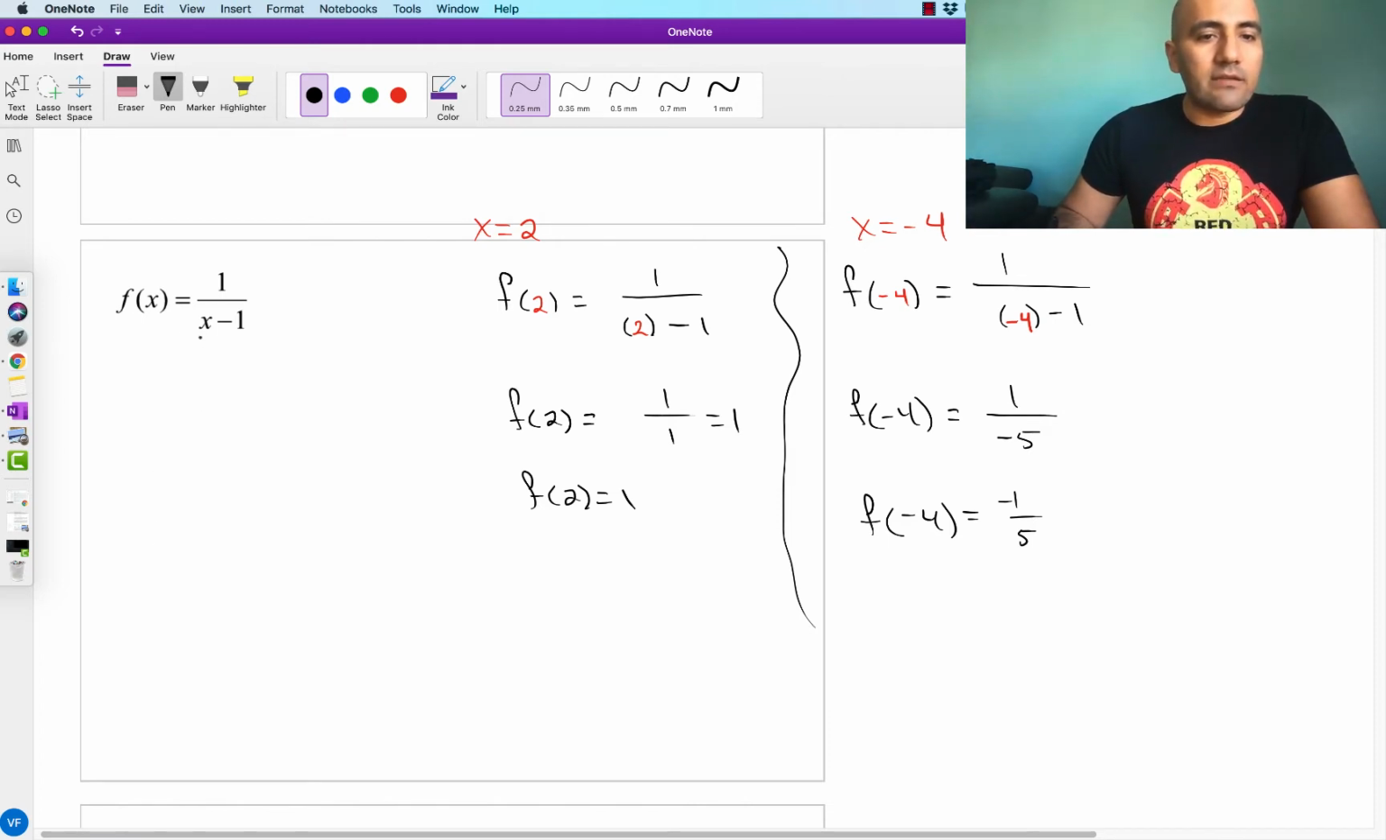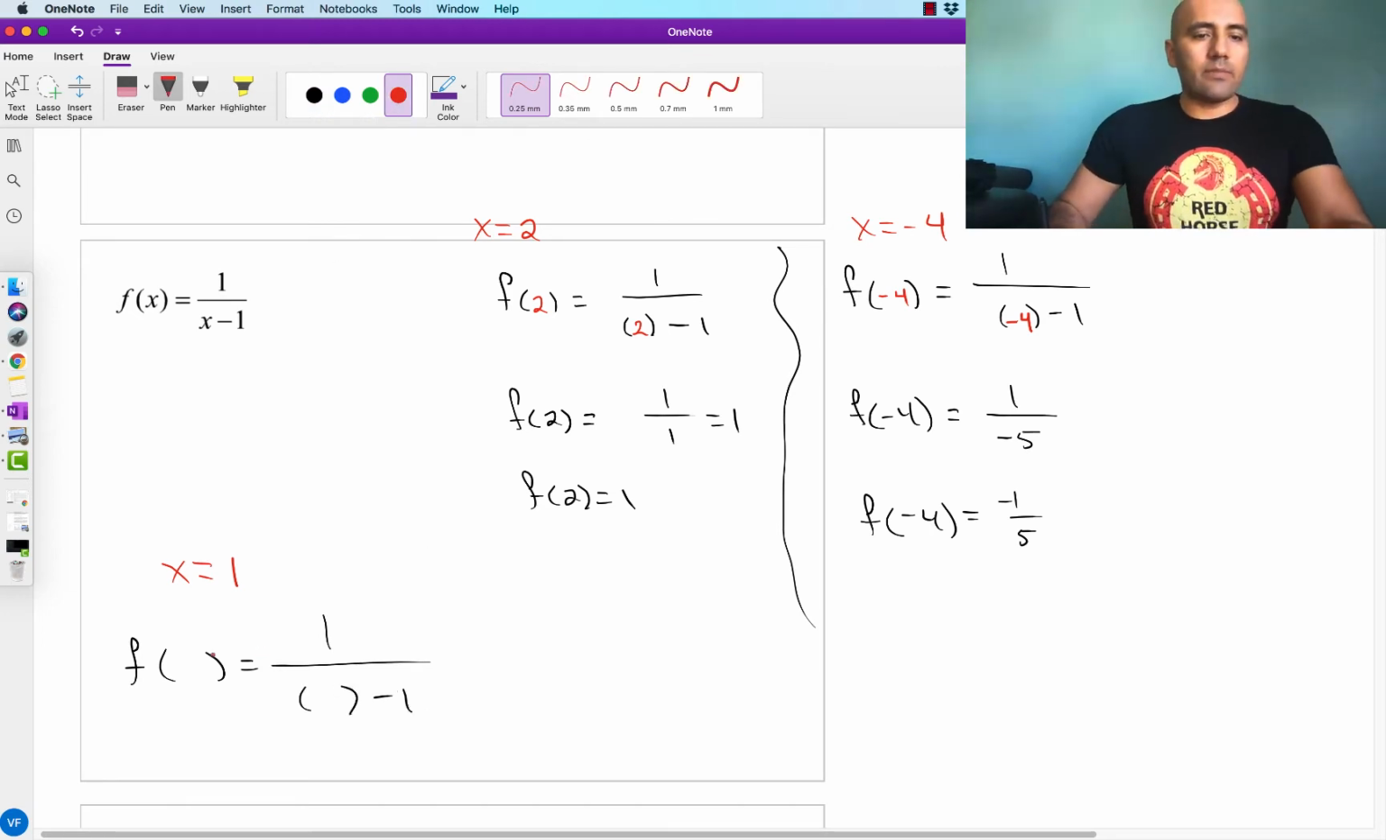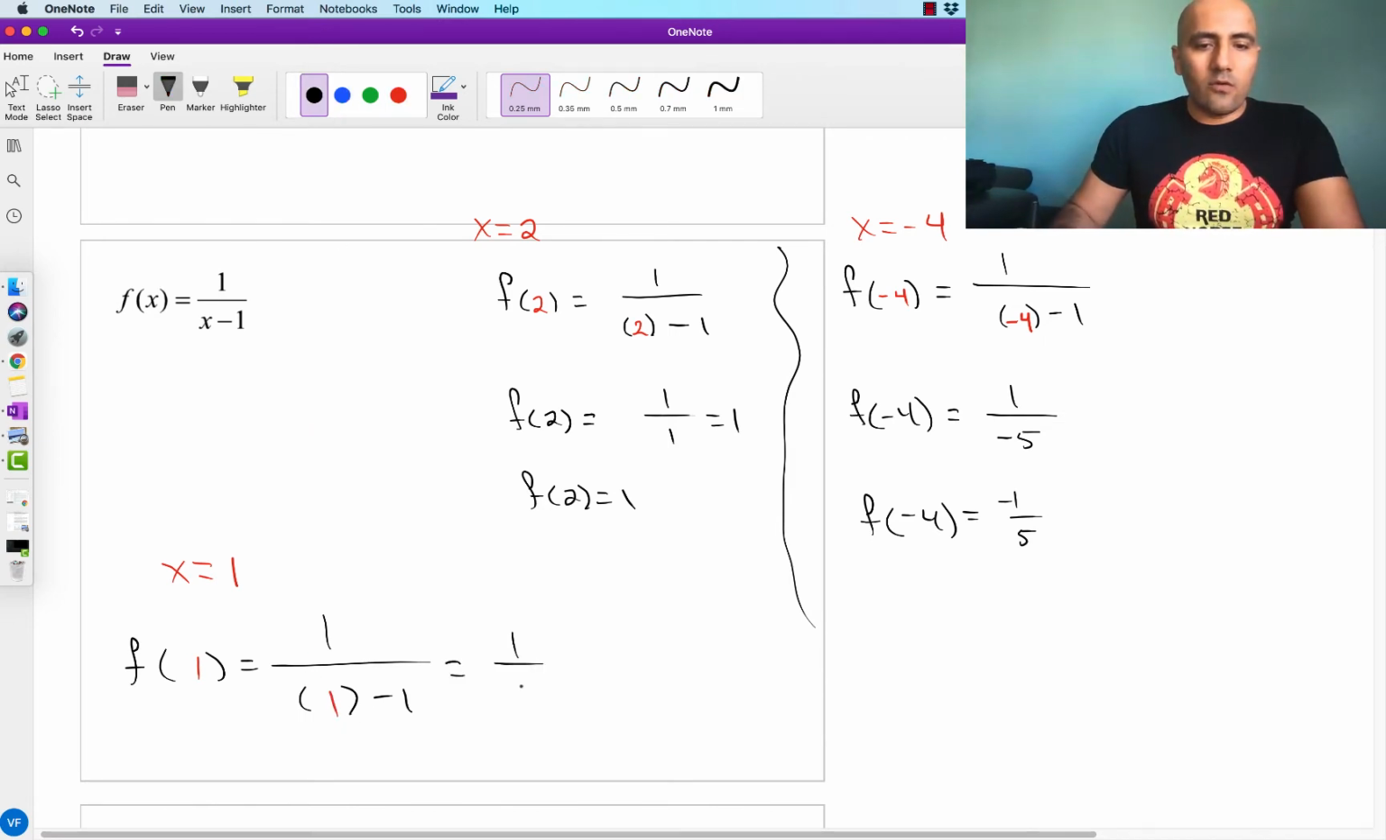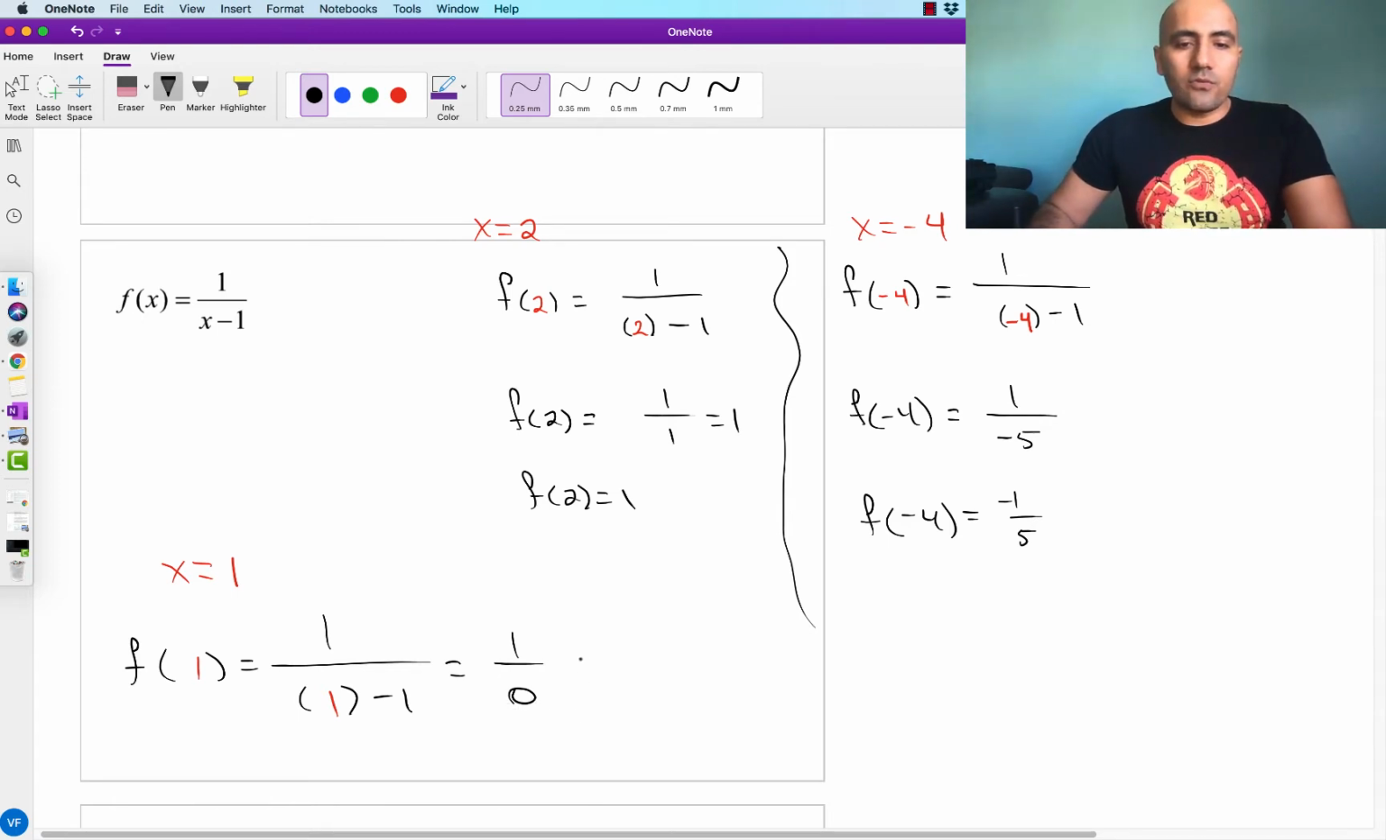And of course we know, hopefully by now, that we have to be careful not to divide by 0. So if someone goes, okay, well let's evaluate this when x equals 1, then that means that f of blank equals 1 over blank minus 1. And so that blank could be a 1, and that leads to 1 over 0. And we know we don't want to divide by 0, so we normally would say that's undefined.